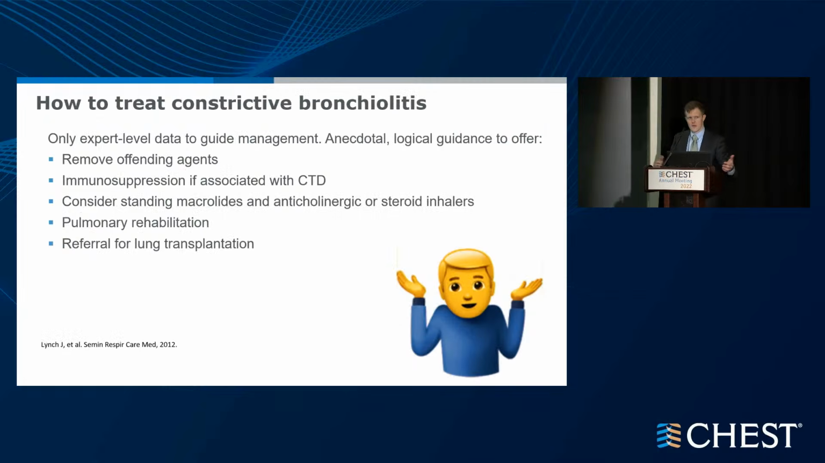How to treat this is really a big shrug. Like, we don't know. We end up extrapolating recommendations from other diseases to this. So remove offending agents, obvious. Immune suppression associated with connective tissue disease. This is where a biopsy is often helpful. So again, where the patient is in terms of process from inflammation to scarring, like how scarred are they versus how inflamed they are. If they're still pretty inflamed, I'll err on the side of immune suppressing those patients, but if it's just straight up scar, I don't bother.